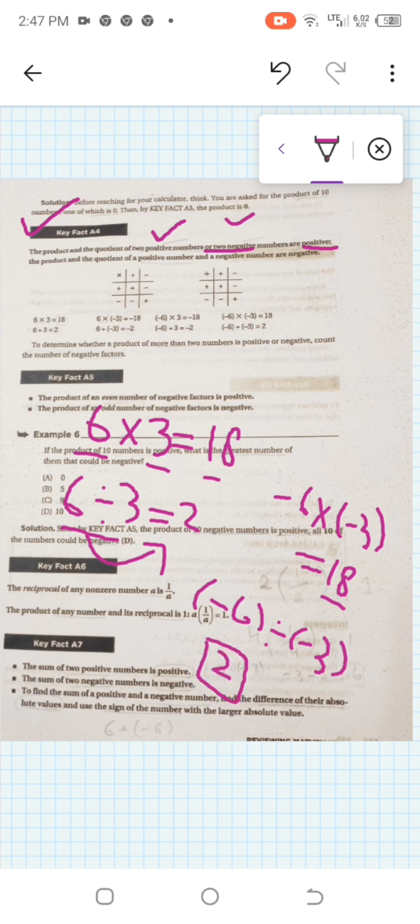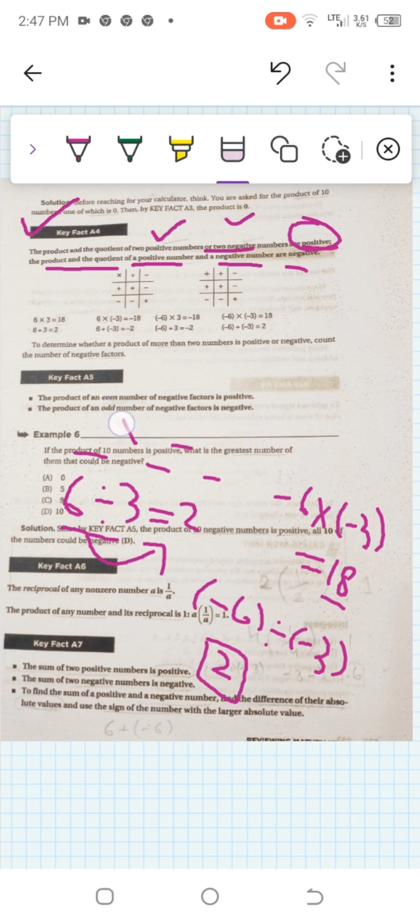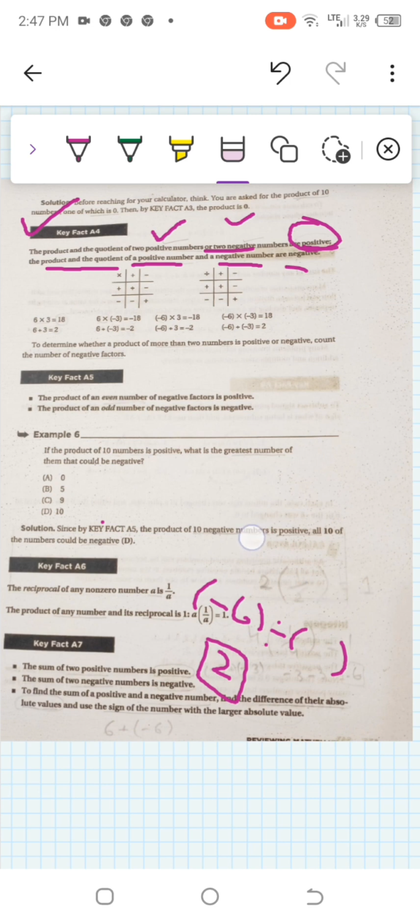ठीक है, तो इस पॉइंट में पूछा गया है कि अगर दो पॉजिटिव नंबर का या दो नेगेटिव नंबर का आप प्रोडक्ट या क्वेश्चन ले रहे हो, आपका आंसर हमेशा क्या आएगा? पॉजिटिव आएगा. और एक पॉजिटिव नंबर और एक नेगेटिव नंबर का प्रोडक्ट और क्वेश्चन नेगेटिव होता है. अभी क्या बोल रहा है कि अगर आपके पास एक पॉजिटिव और एक नेगेटिव हो तो उसका प्रोडक्ट क्या आएगा? नेगेटिव आएगा.